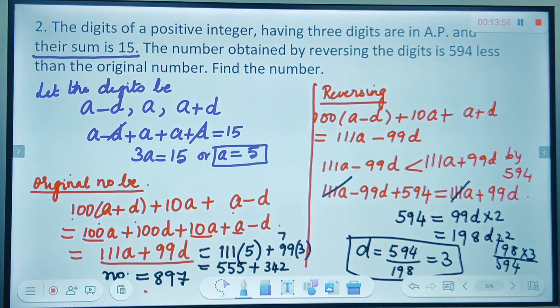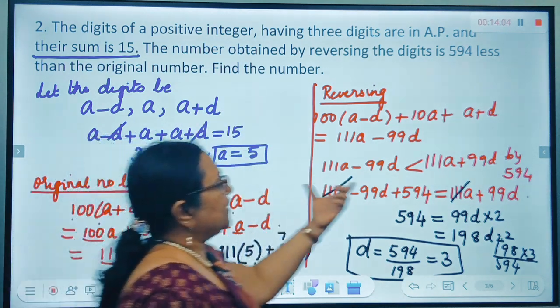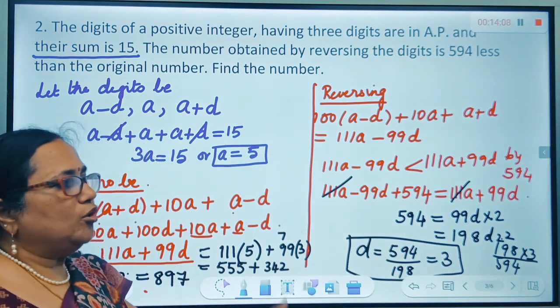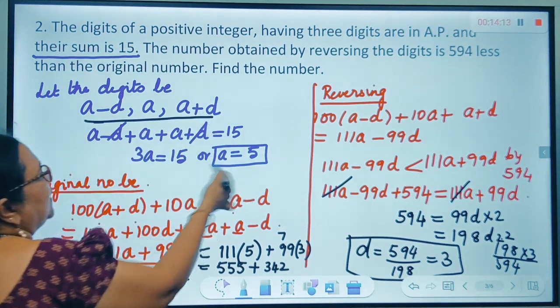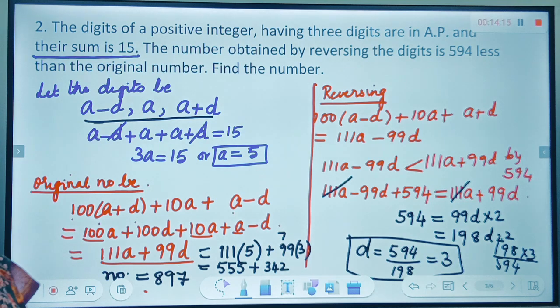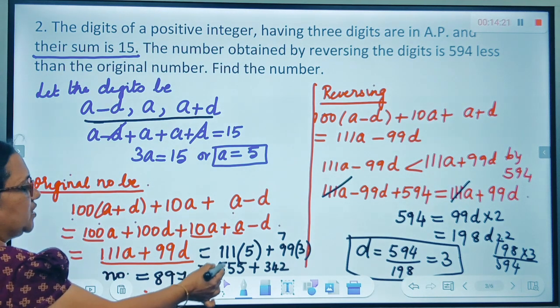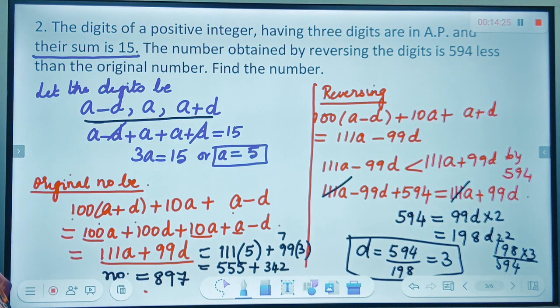Are you all able to follow how to write the number, how to reverse the digits, use the fact that the difference is 594 and find out the value of d? We have chosen the numbers like this because when you add them, your d gets cancelled and immediately you are able to determine the value of a. Once a and d are known, we know the number because the number is 111a plus 99d.